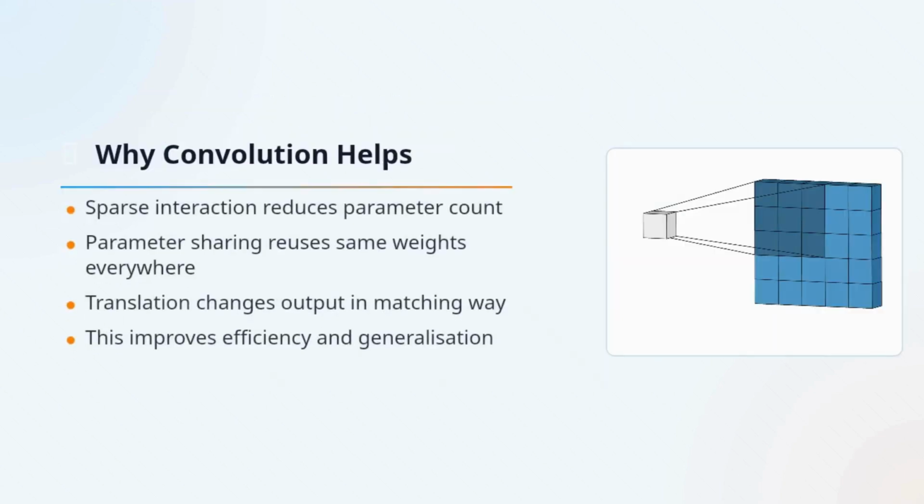Convolution is powerful because it uses sparse interaction, parameter sharing, and equivariance to translation. Sparse interaction means each output depends only on a small local patch, so the model needs fewer parameters. Parameter sharing means the same kernel weights are reused across the image, which is both memory efficient and logically sensible. Because of this, if an object shifts in the image, the feature map shifts in a corresponding way too.